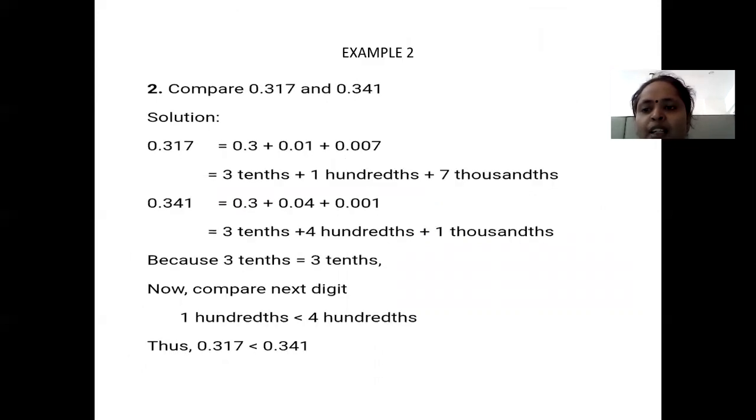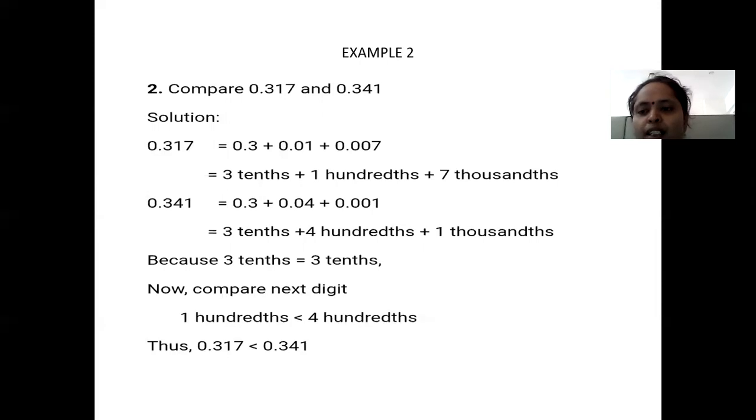Compare 0.317 and 0.341. 0.317 in the expanded form, we can write it as 0.3 plus 0.01 plus 0.007. How we can write in words? We can write it as 3 tenths plus 1 hundredth plus 7 thousandths. Similarly, 0.341 can be written as 0.3 plus 0.04 plus 0.001. How we can write in words? 3 tenths plus 4 hundredths plus 1 thousandth.